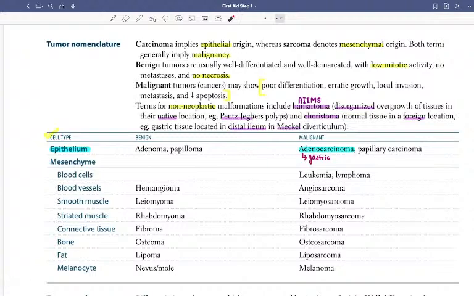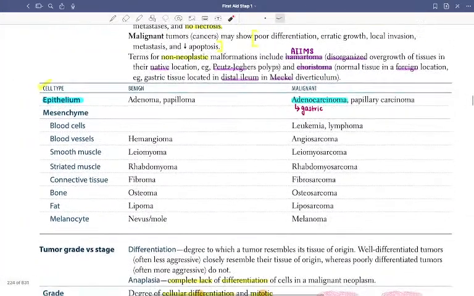Next, nomenclature is important. Carcinoma, sarcoma, benign, well differentiated, malignant, teratoma, non-neoplastic hamartoma. This is important. Disorganized growth. What is hamartoma? We get that hamartoma picture also, which always people get confused. I also get confused with tubular villous polyp, hamartomatous polyp with Peutz-Jeghers syndrome. Hamartoma is disorganized overgrowth of tissues in the native location.